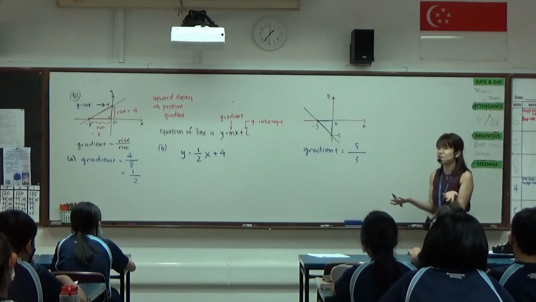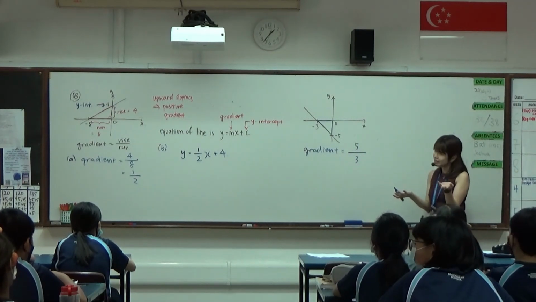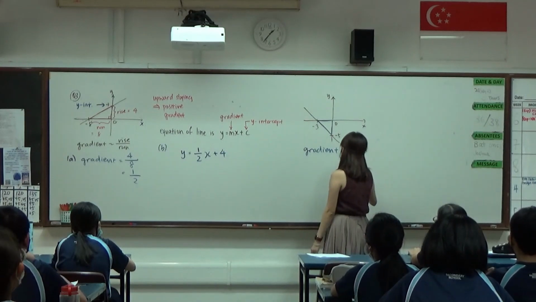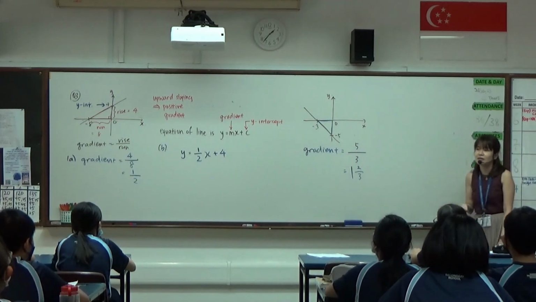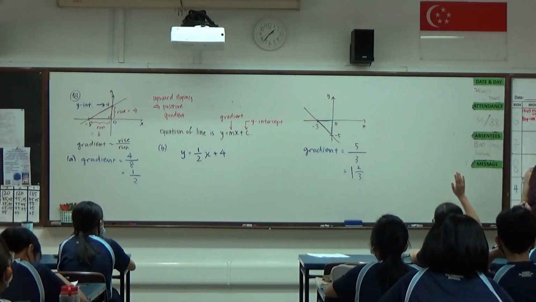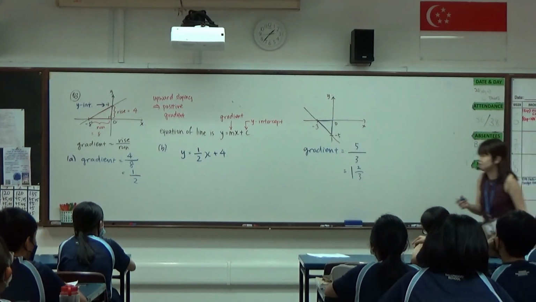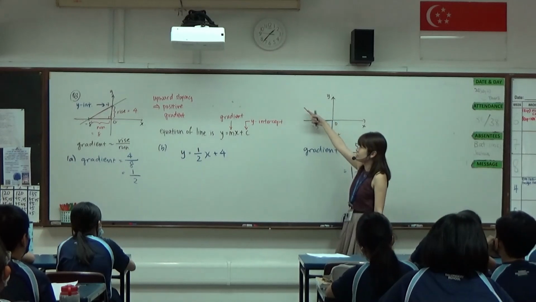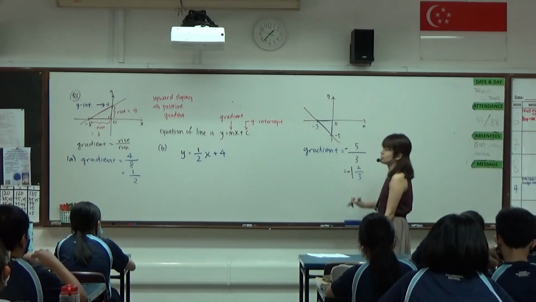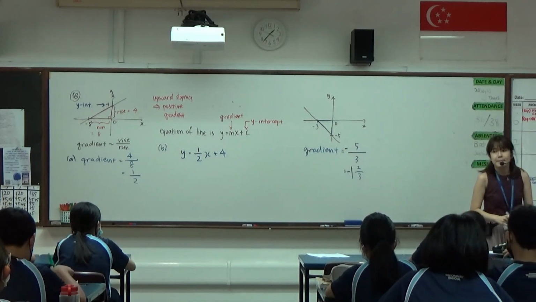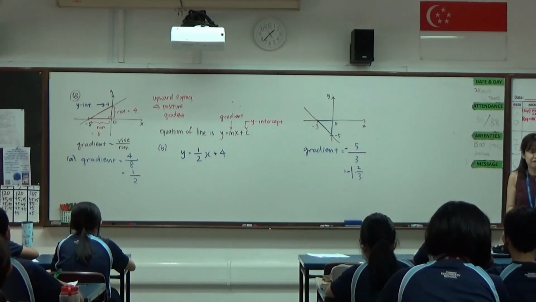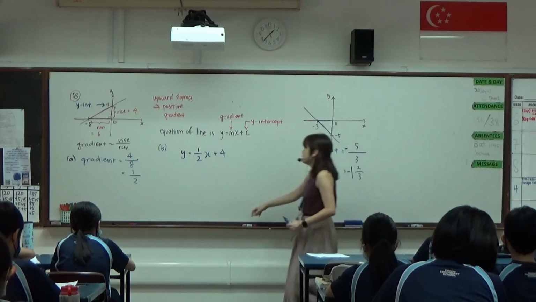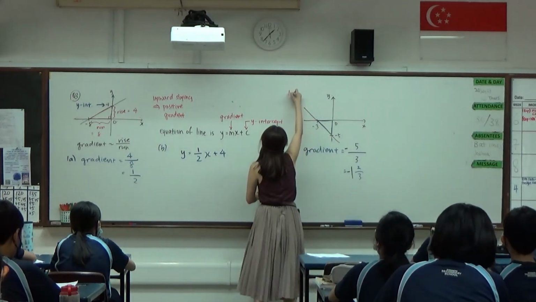5 over 3 is already a simplified fraction. Of course, in this case, you can simplify to get the mixed number 1 and 2/3. Why is that the correct answer? No, negative. It must be negative. Why? Because the line is downward sloping, so you must put in the negative sign. The negative sign you need to put in yourself by realizing that it is a downward sloping line.